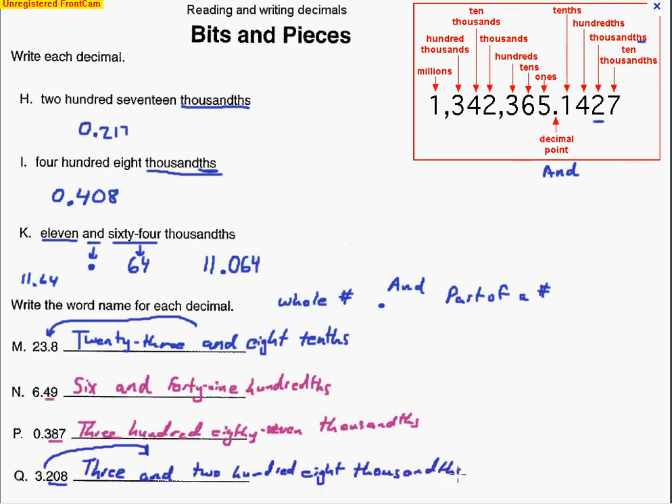So there it is. Again, the key is read the whole number. So in this instance, it was 3. And then we say the word "and," then you read off this number, 208. And then you say the last digit's place value. And that's what we're looking for. So those are the types of problems we'll end up seeing on that handout.